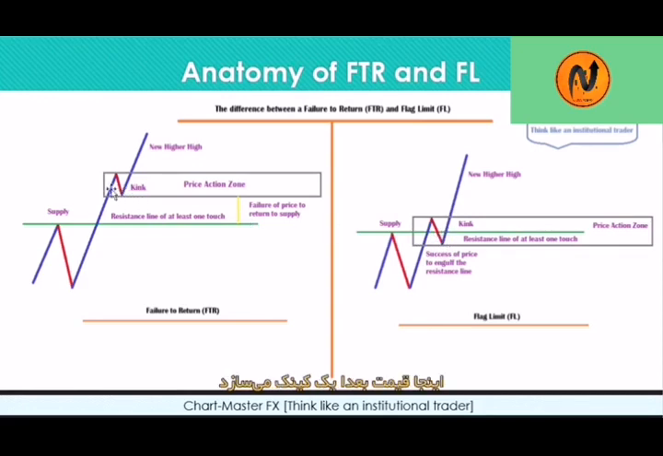Here the price created a kink later. Here the price created a kink earlier. Here the price did not engulf the resistance line. Here the price engulfed the resistance line. So this is the general anatomy of the flag limit and the FTR. So I think you have mastered these things.